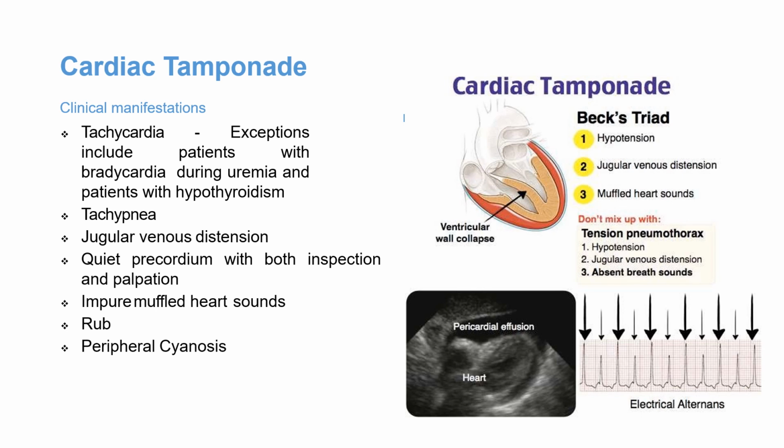At the bedside, mainly we will see three signs: hypotension, jugular venous distension, and muffled heart sounds. These are the three signs we can see at the bedside. In tension pneumothorax you can also see hypotension, jugular venous distension, and absent breath sounds. Tachycardia, bradycardia on both inspection and palpation, and there may be edema and peripheral cyanosis.